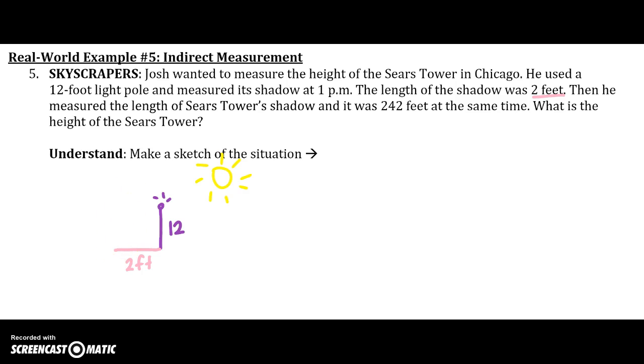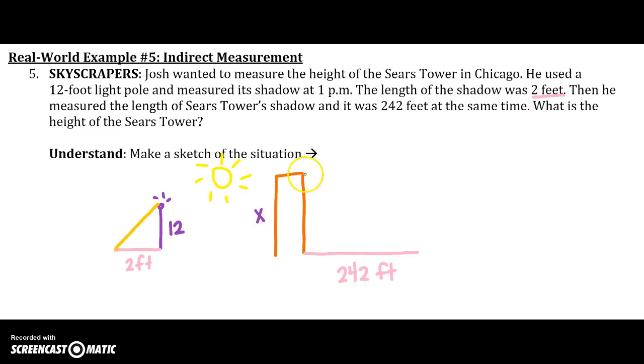Alright, so I'm going to finish up that triangle. So that's one part of the problem that we have. Then he measures the length of the Sears Tower. So I have the Sears Tower over here. I measure the length of that shadow, and that is 242 feet. What is the height of the Sears Tower? So I'm going to put that as x, the height as x.